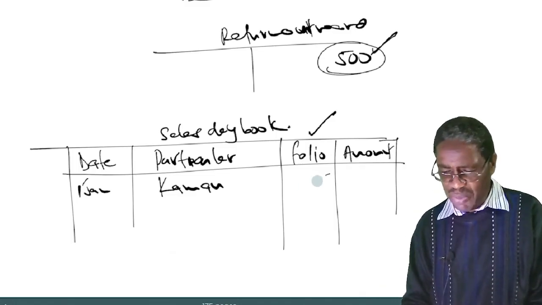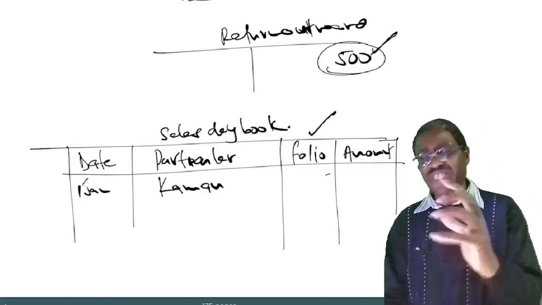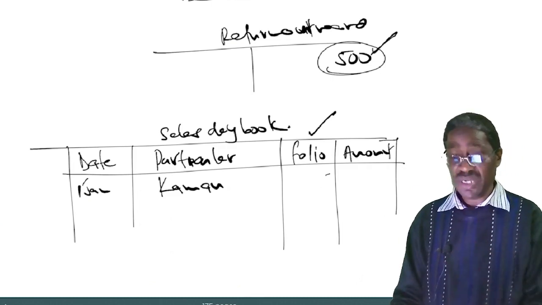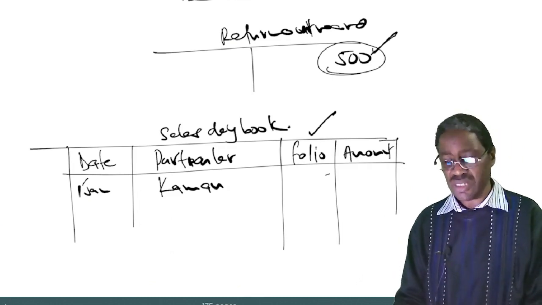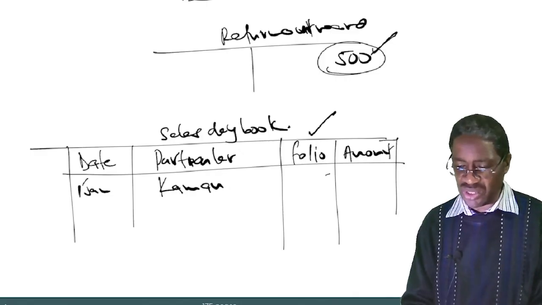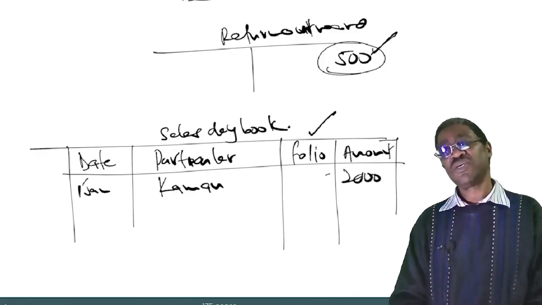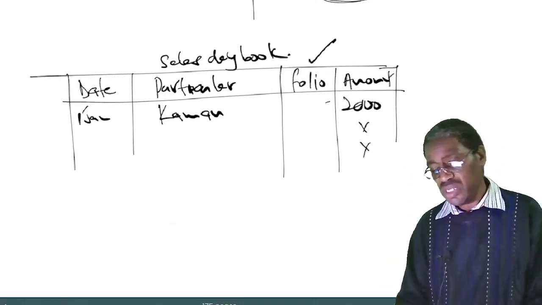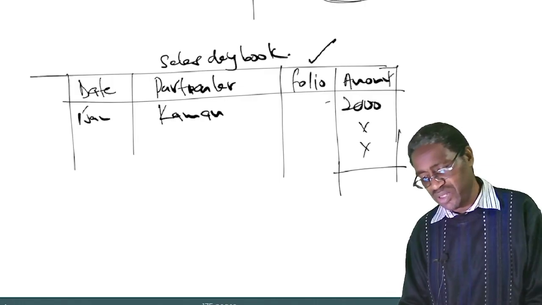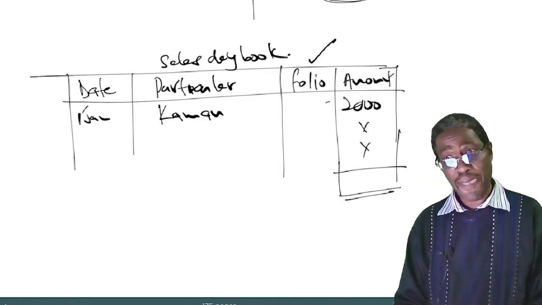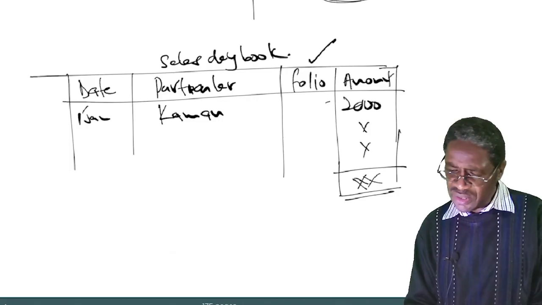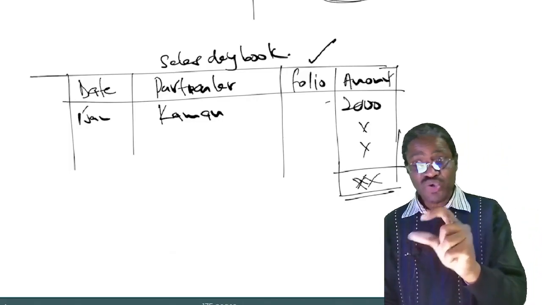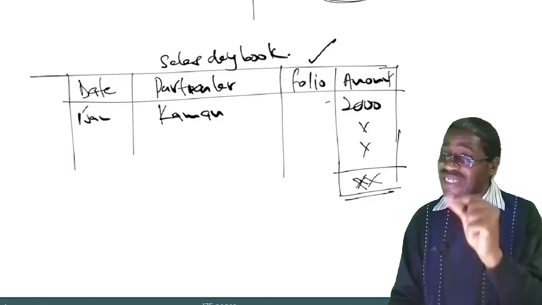But for exam purposes, normally that's not important. When they tell you to prepare a sales day book, the columns the examiner wants to see are the date, particulars, and the amount. Maybe the amount is 2,000 shillings. So you will record all of them, whoever you sold goods to on credit for that month, and get the totals. Listen, these totals here, you transfer them. That is the total sales here.